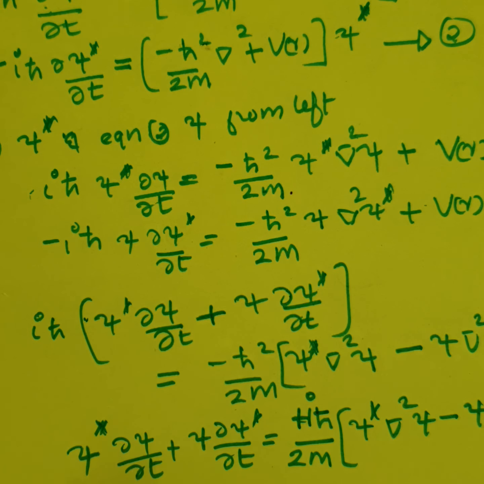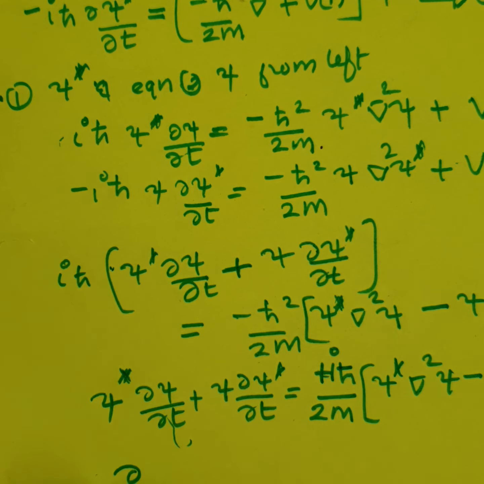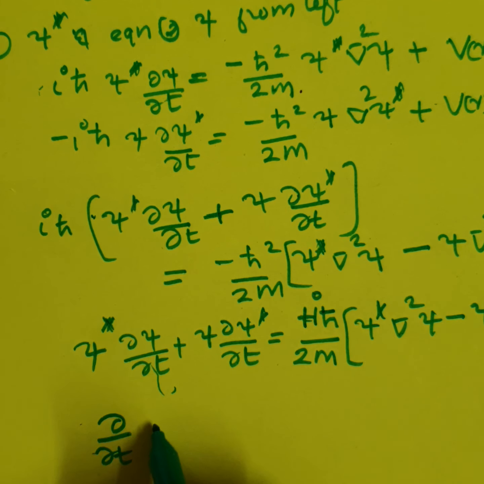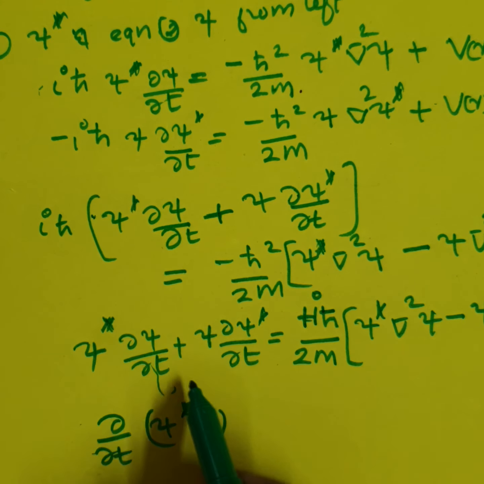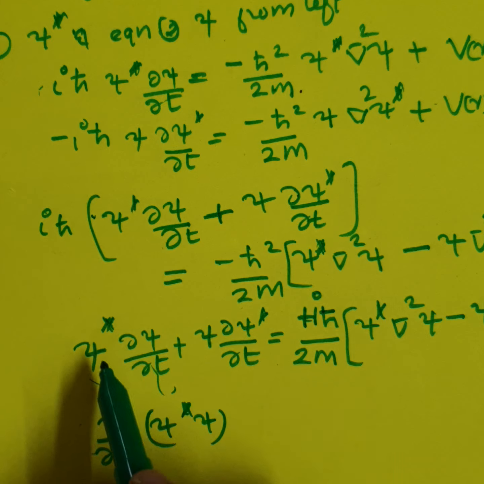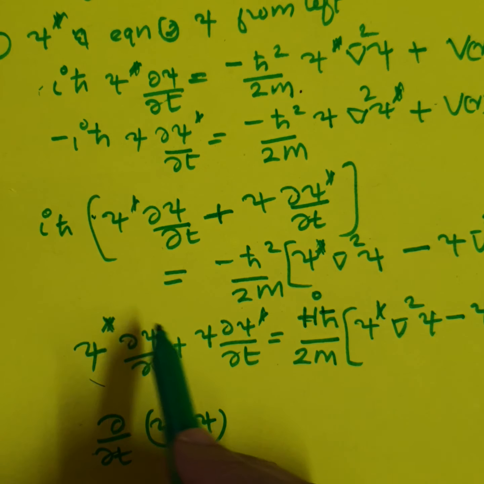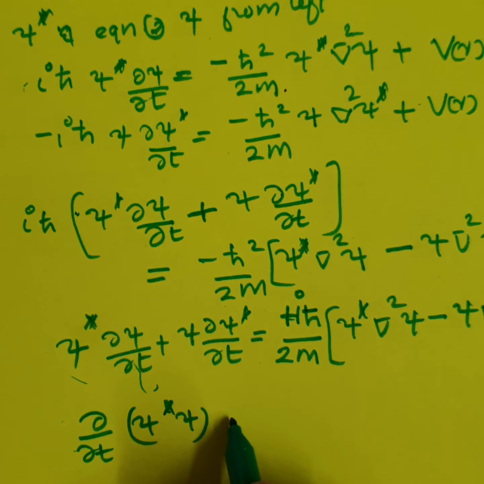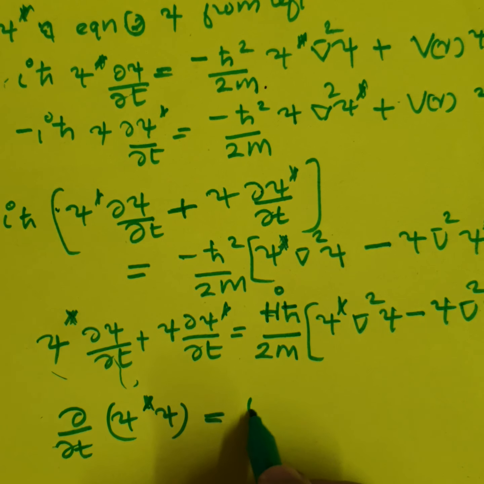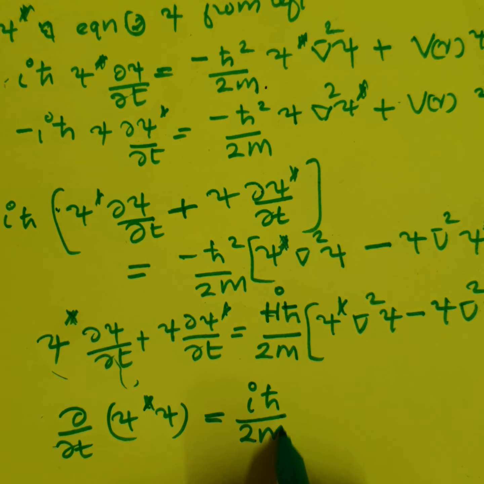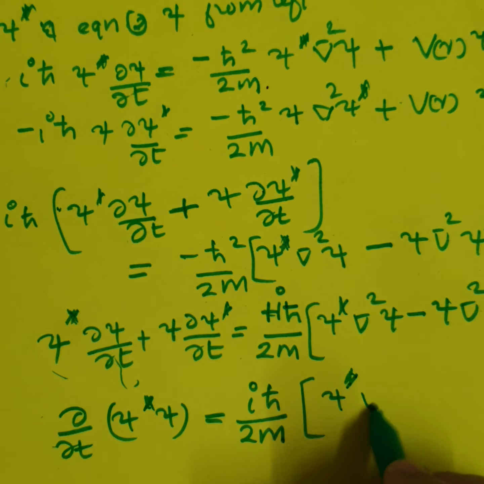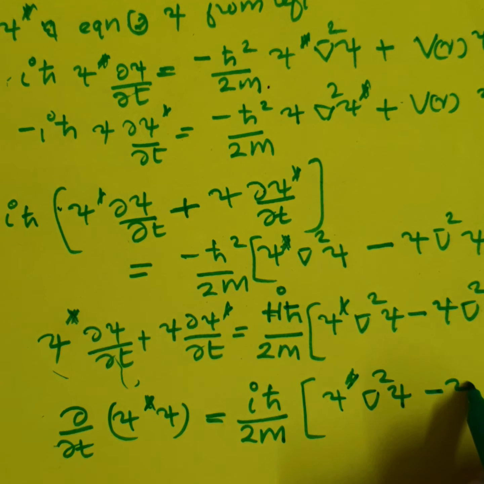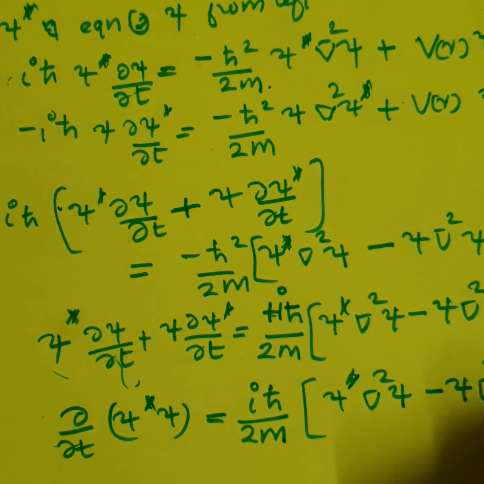Or this equation we can write as psi star ∂psi/∂t plus psi ∂psi star/∂t, which is ∂/∂t of psi star psi. This equation can be written as ∂/∂t of psi star psi. This is the equation, and this will give iħ/2m into ψ* ∇²ψ minus ψ ∇²ψ*.